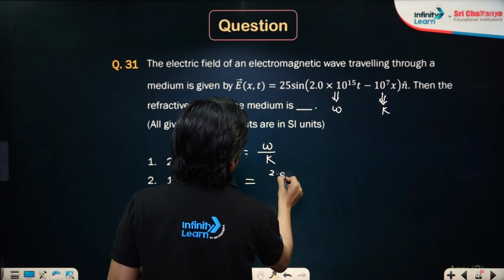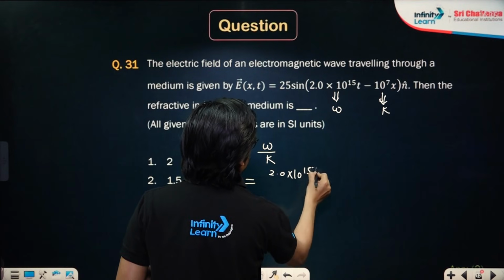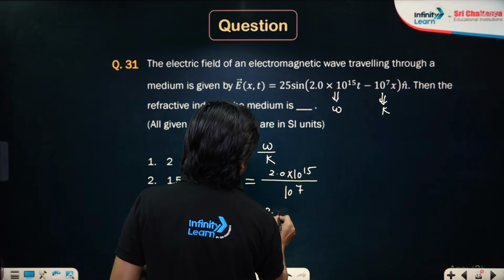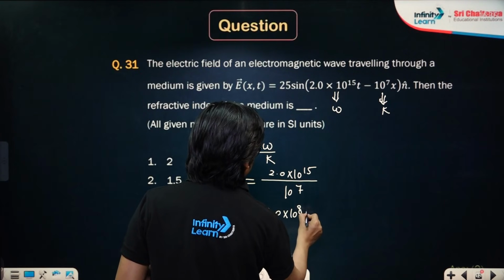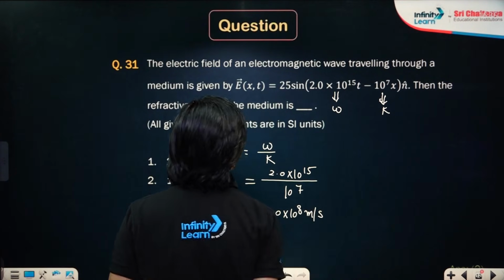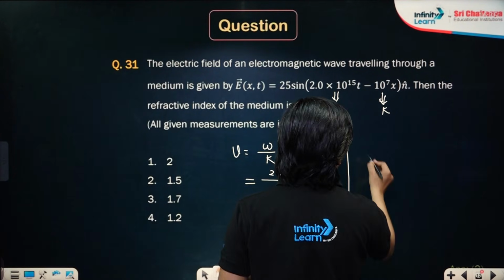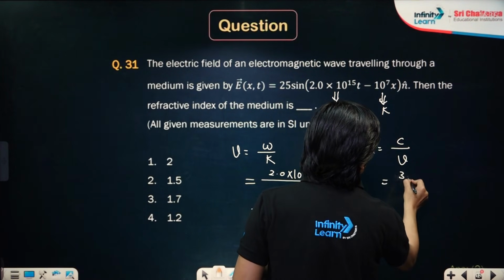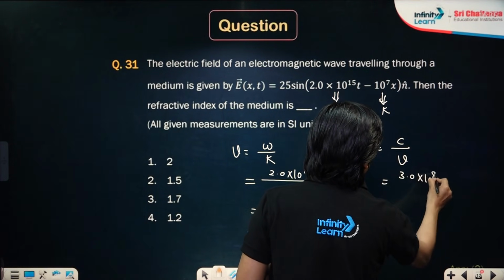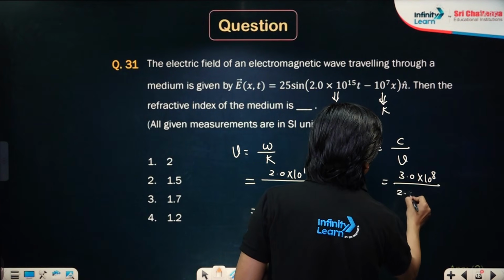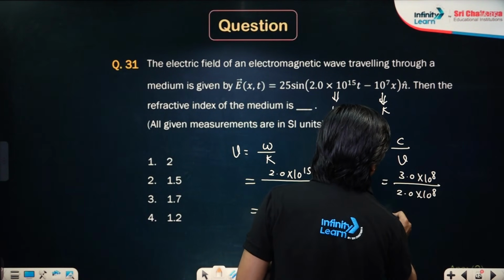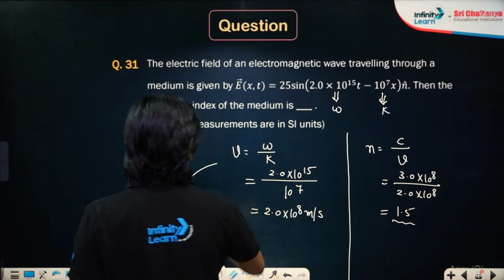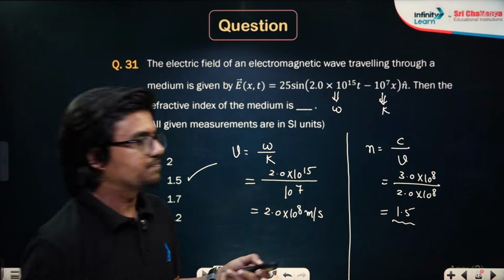Omega is 2.0 into 10 raised to the power 15. K is 10 raised to the power 7. So this is 2.0 into 10 raised to the power 8 meter per second. Now if you write the refractive index n, that is c by v, and this is equal to 3.0 into 10 raised to the power 8 divided by 2.0 into 10 raised to the power 8. This is actually equal to 1.5. Okay, so 1.5 is the refractive index.